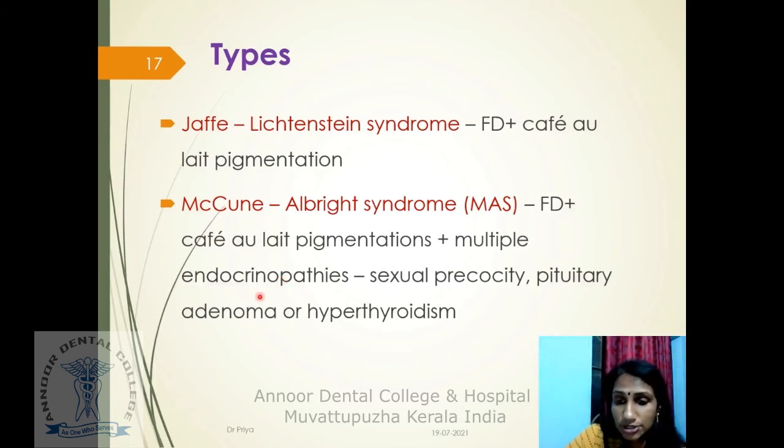And the endocrinopathy is related to sexual precocity, pituitary adenoma, and hyperthyroidism. So you can have all these associated with the endocrinopathy: sexual precocity, adenoma of the pituitary gland, or hyperthyroidism. So McCune-Albright syndrome is a greater clinical variety wherein you have a triad.